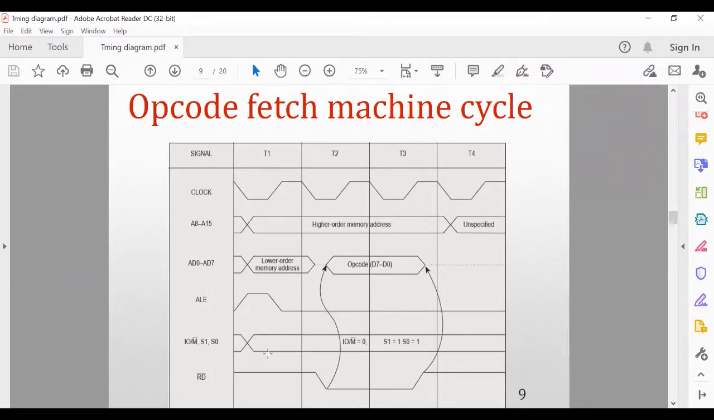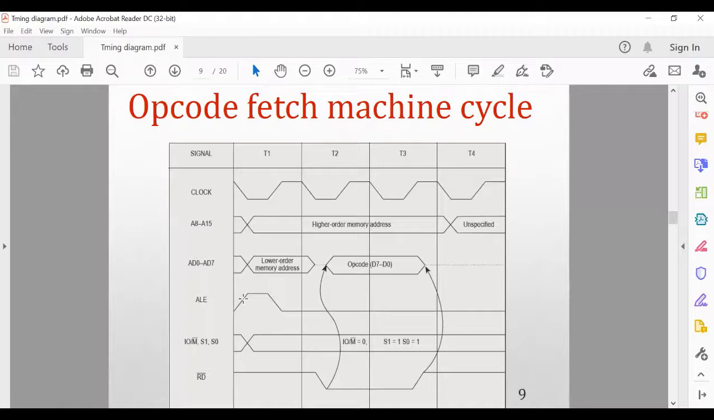So the IO/M bar signal goes low to indicate that a memory location is being accessed, and this signal is used by external devices to identify memory and IO device access for interfacing. And these signals on the status lines, S0 and S1, are also changed to the levels indicated in the last table which I discussed earlier. Next, the ALE signal becomes active high to indicate that the multiplexed address and data bus is acting as the lower order address bus.